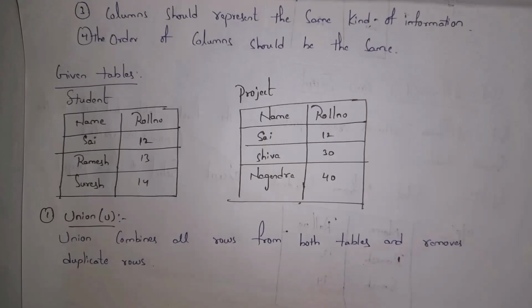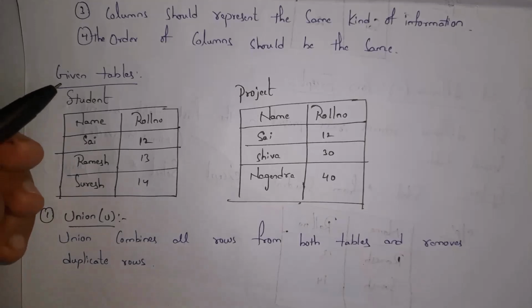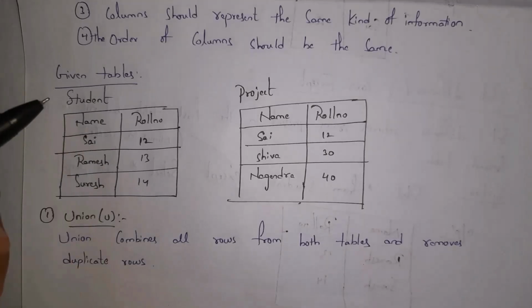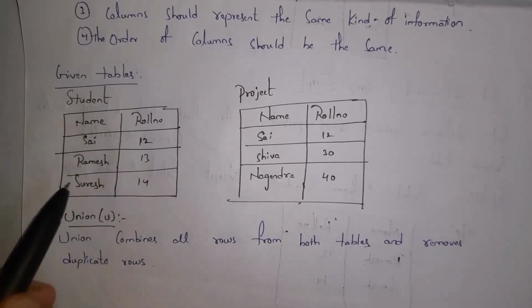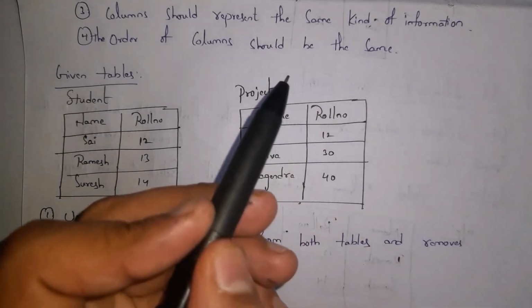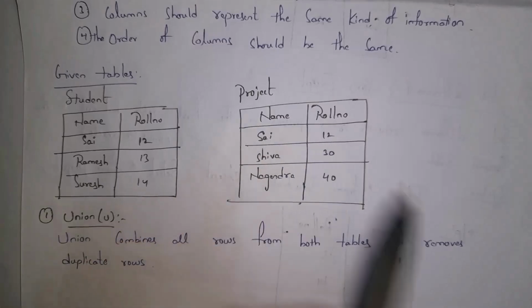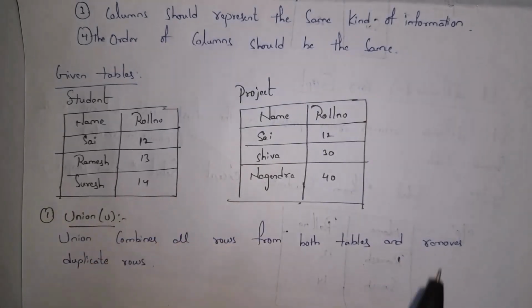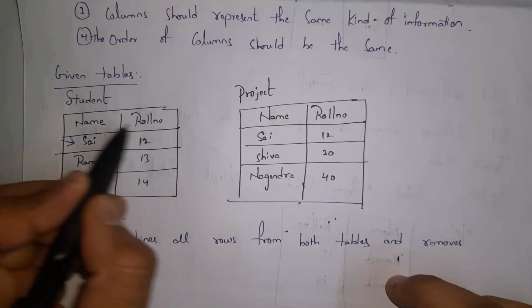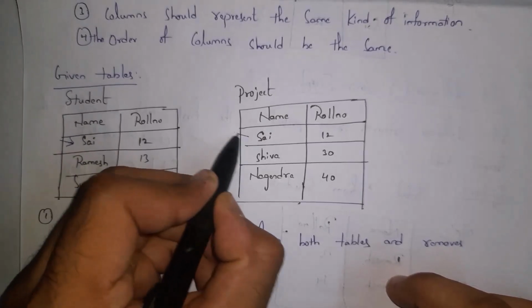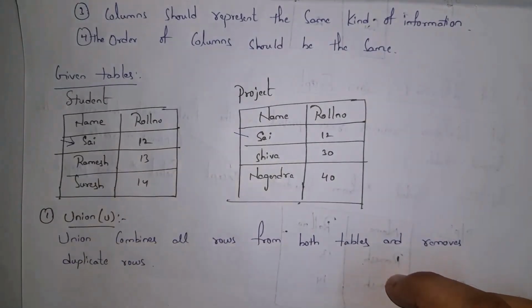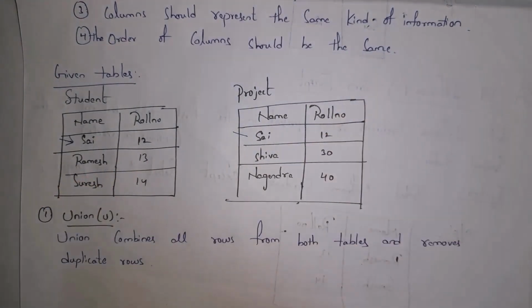We will apply the union operation on these both tables. The student table contains name and roll number, where the name column contains Sai with roll number 12, Ramesh 13, and Suresh 14. And similarly, the project table contains name Sai, roll number 12, Shiva, roll number 30, and Nagendra, roll number 40. If you consider this table, in this table there is name Sai and roll number 12. Here also there is name Sai and roll number 12 for the project table. Even if there are two rows, this row is selected only once.